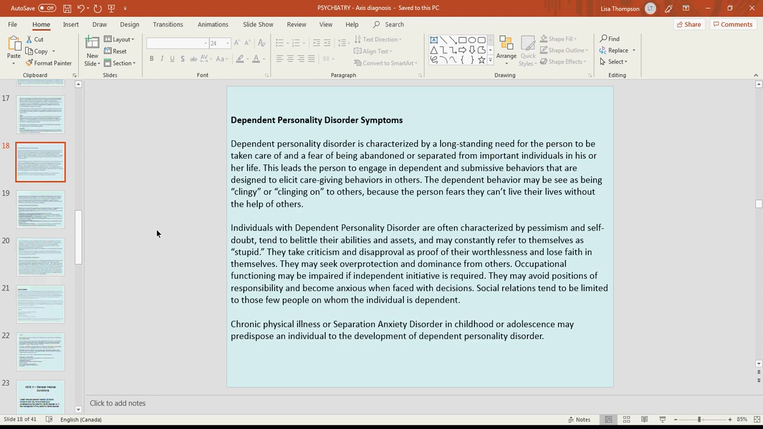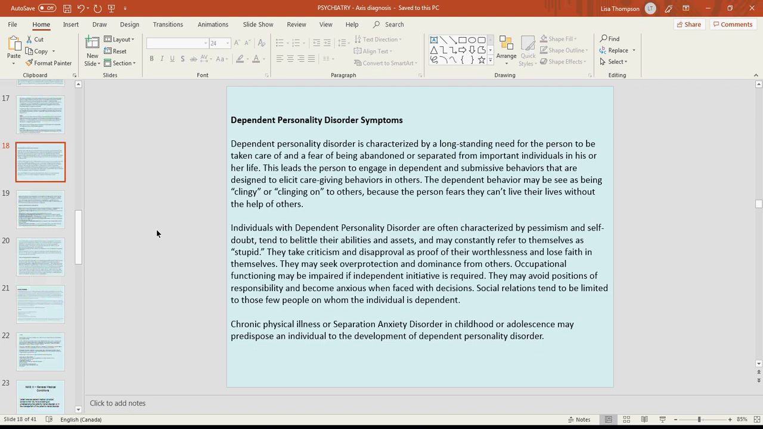Individuals with dependent personality disorder are often characterized by pessimism and self-doubt, tend to belittle their abilities and assets, and may constantly refer to themselves as stupid. They take criticism and disapproval as proof of their worthlessness and lose faith in themselves. They may seek overprotection and dominance from others.